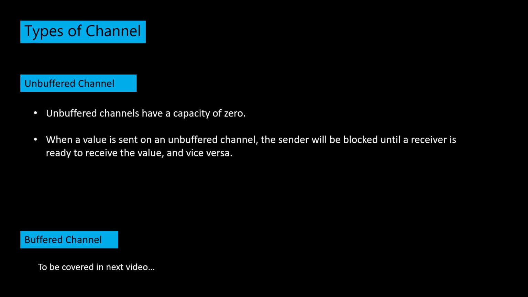Now, let us see the types of channels. There are two types of channels, buffered and unbuffered channel. Let's talk about unbuffered channel in this video, and we will cover buffered channel in the next one. So what is an unbuffered channel? Unbuffered channels are the channels that have the capacity of 0. So when a value is sent on an unbuffered channel, the sender will be blocked until a receiver is ready to receive the value, and vice versa.